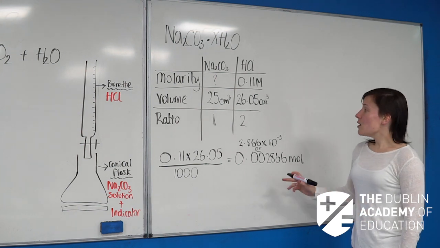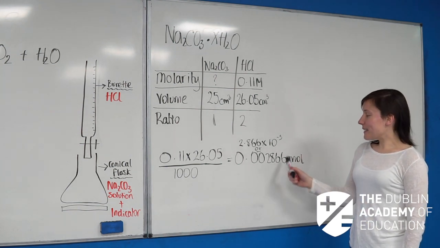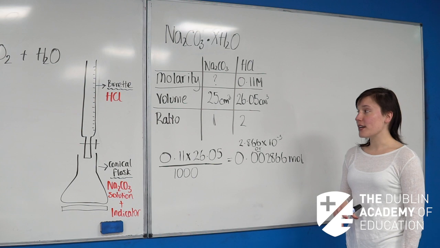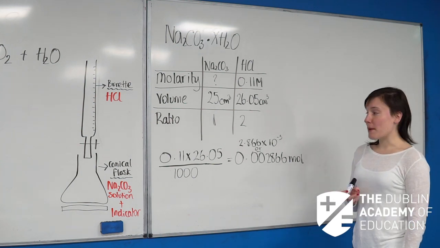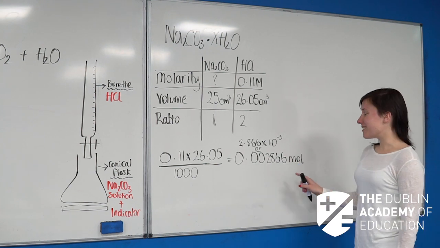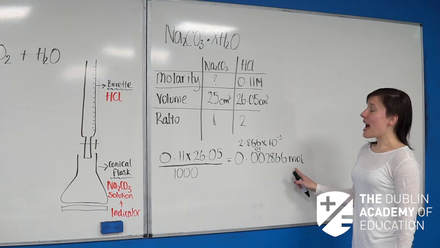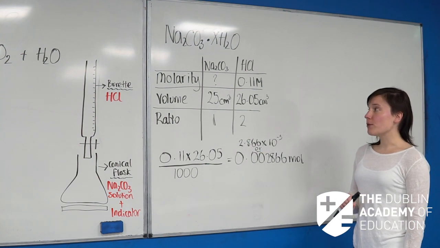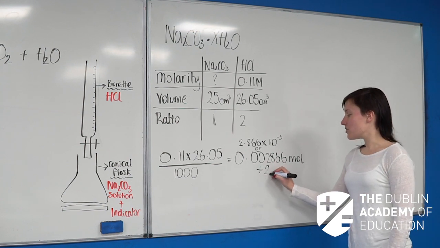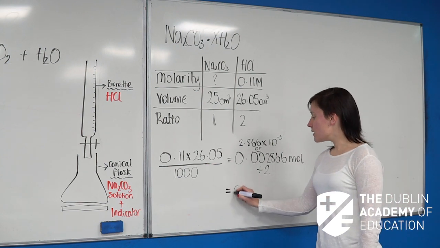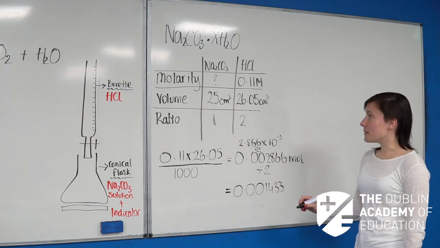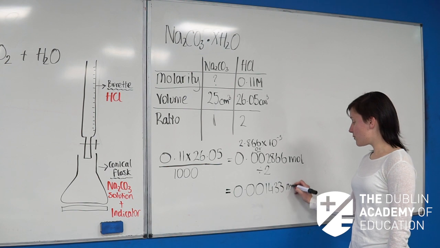Now, what we want to do is relate this number of moles to the number of moles of sodium carbonate that reacted during this titration. And this is where the ratio from the balanced equation is significant, because if we have 0.002866 moles of hydrochloric acid reacting, and they're in a 2:1 ratio, to work out the number of moles of sodium carbonate involved in this reaction, we simply divide by 2.